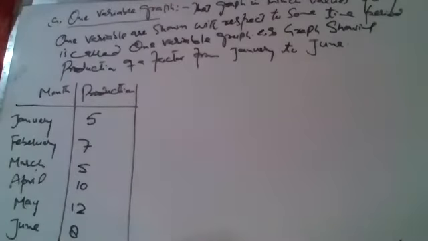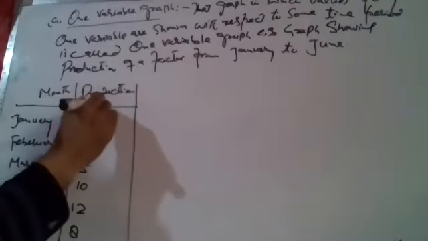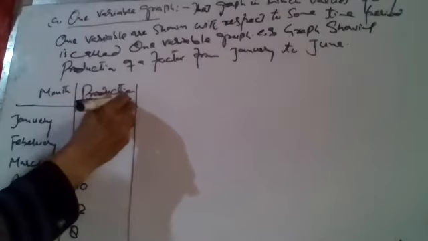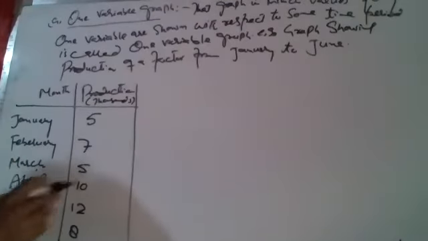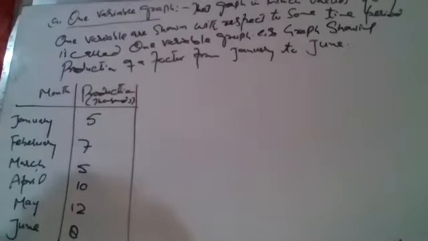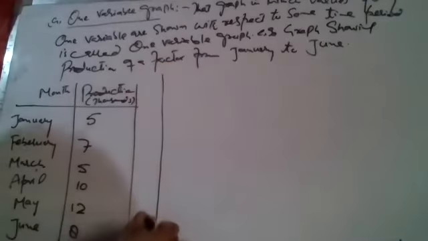So this is a table which shows the production of a factory. A factory produces this much quantity. In January it is 5, February 7. It can be in thousands, 5,000. March 5, April 10. So we have to show it on a graph, one variable graph.